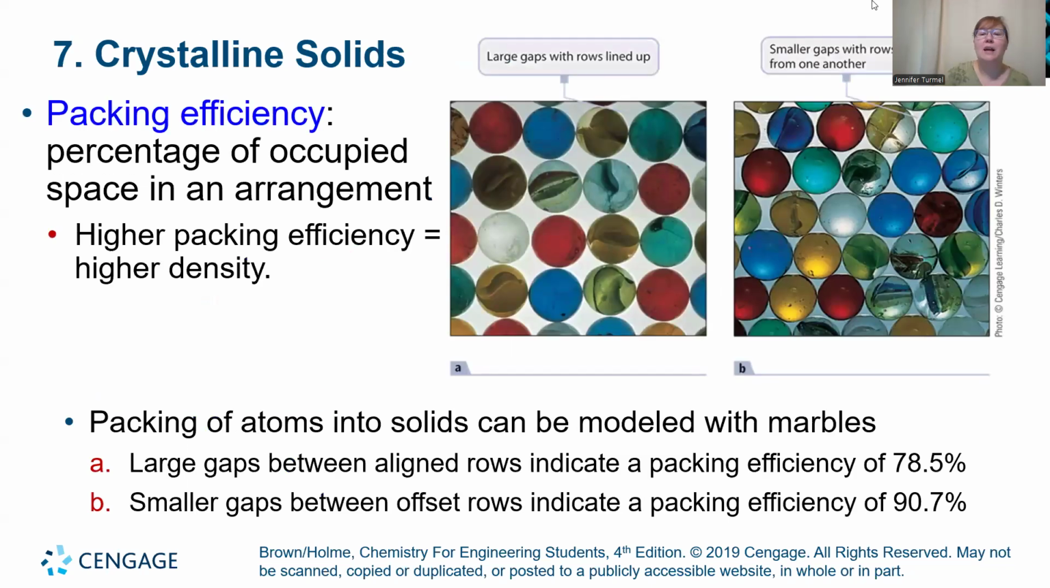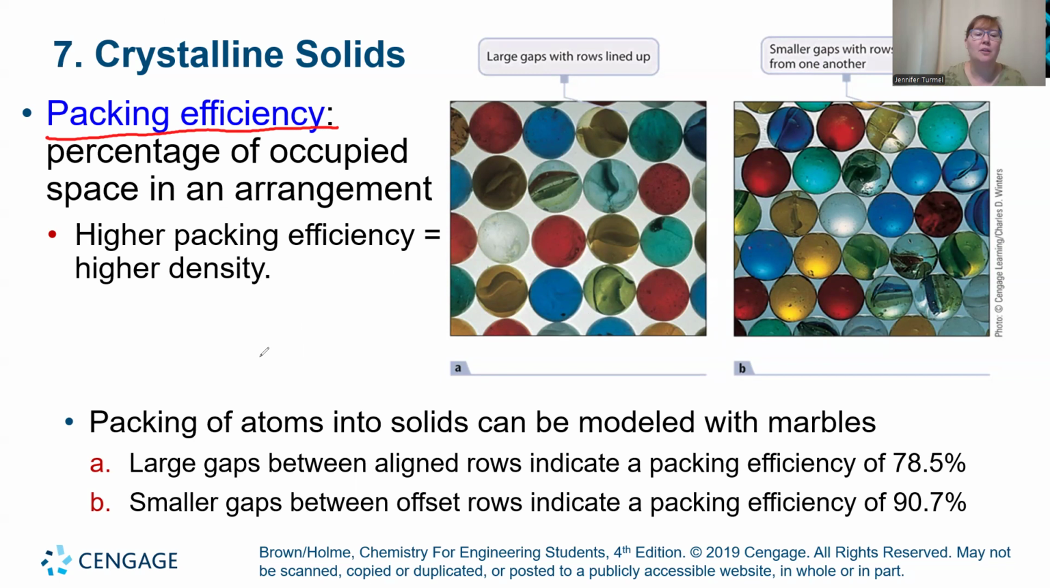So in crystalline solids, because we have a regular repeating crystal structure, we can have them basically be a tighter set or a more open structure. Okay. And what we use to describe that is something called packing efficiency. This is the percent or percentage of the occupied space in an arrangement. So the higher the packing efficiency, the higher the density.